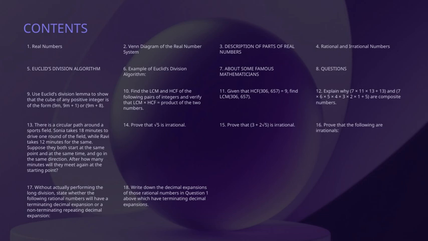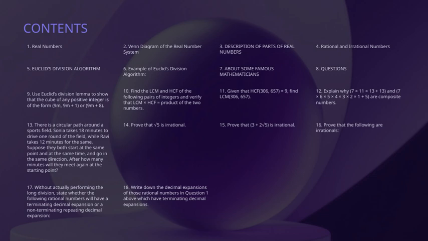We also have questions about rational and irrational numbers, including proving the irrationality of expressions like 3 plus 2 times the square root of 5. Moving forward, there's a problem involving the greatest common divisor and least common multiple of two numbers, which reinforces our understanding of these concepts in number theory. We also explore famous mathematicians and their contributions, helping us appreciate the history behind these ideas.